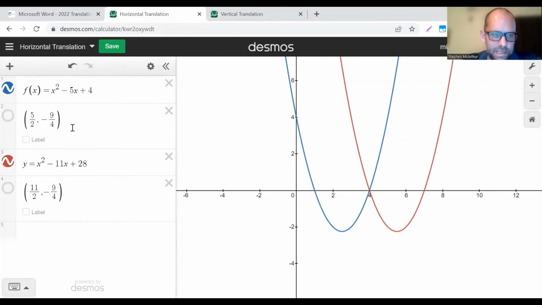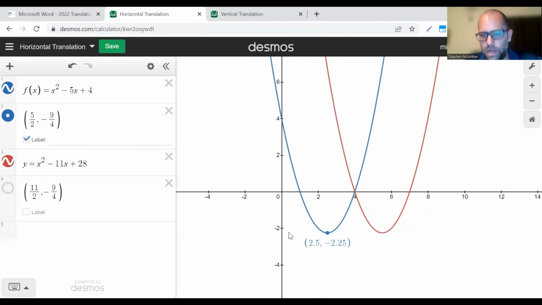Now, the way we're going to check this is to look at our turning point of the first one. Pop a label on that. We've got the turning point, the vertex of the blue one, which is our original function, x squared minus 5x plus 4, is equal to 2.5 and negative 2.25. If you prefer to think in fractions, they're written there, but they're labeled there for you as well. Now, if this has gone 3 units to the right, it'll be the same value of y's. So it should line up with the same y-axis.